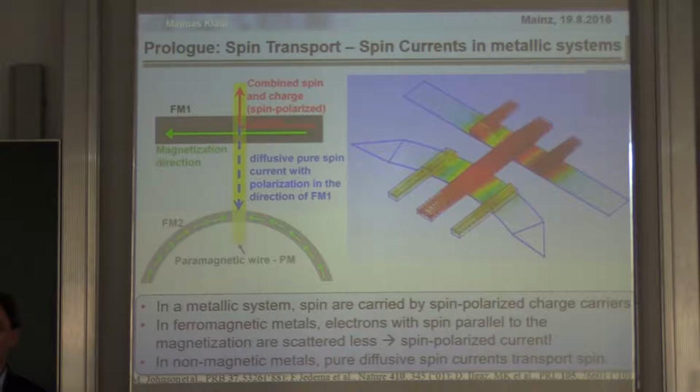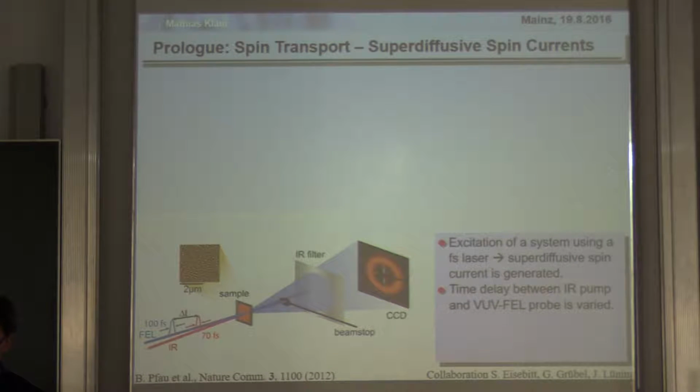However, you can also generate electrons that are not diffusive at the Fermi level, but that are faster by going above the Fermi level. So this is an experiment we did some time ago, where we hit a sample with an infrared laser pulse to take electrons from the Fermi level to above the Fermi level.